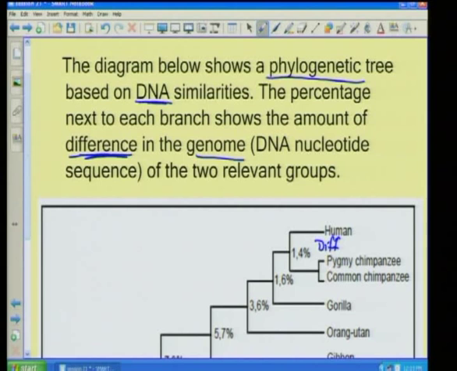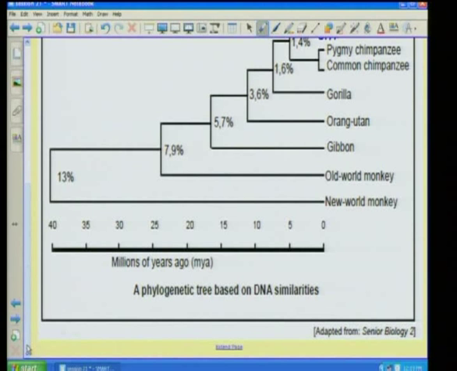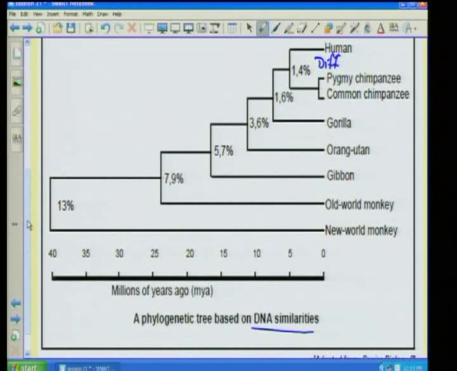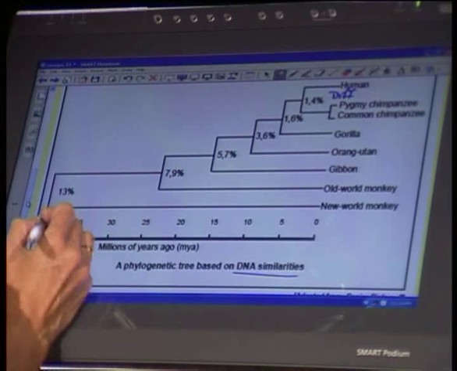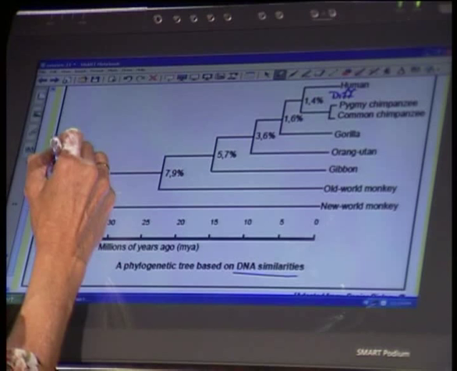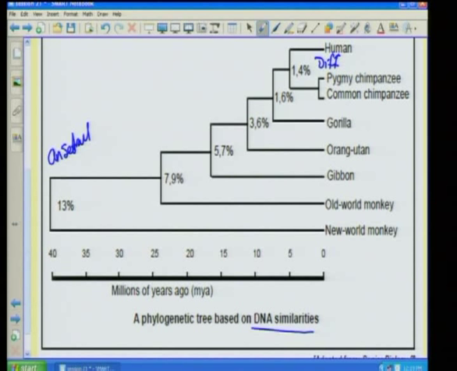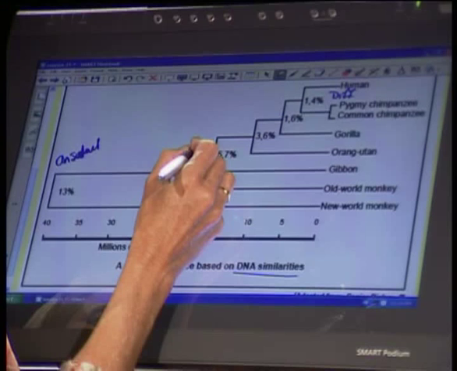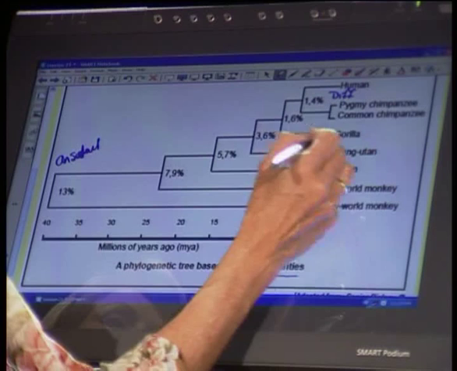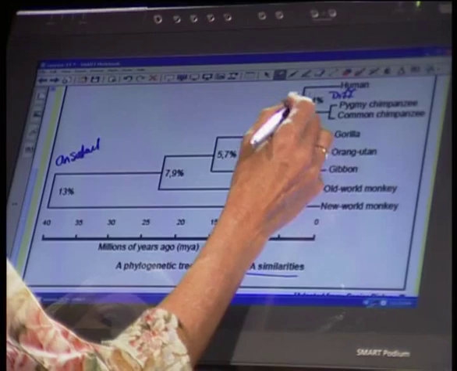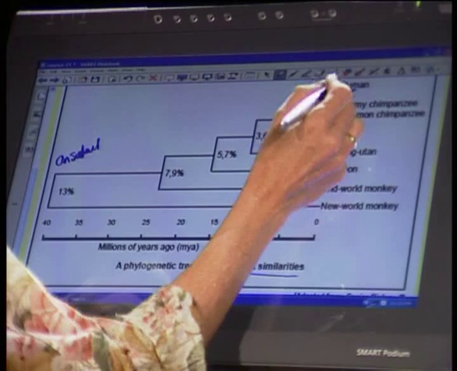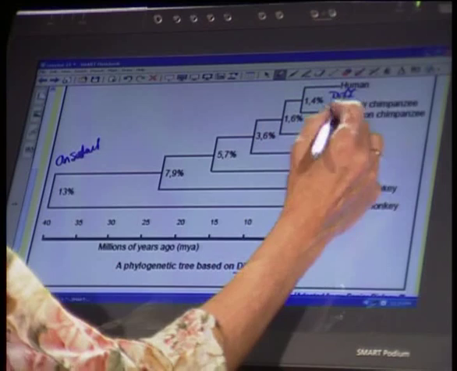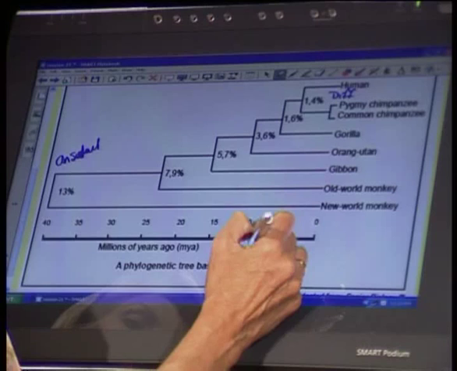Here it tells you phylogenetic tree based on DNA similarities. And there's the millions of years. So this is at 0, this was at 5, 10, 15, 20, and this is at 40 million years. So whatever this species was, this was the ancestral species. And from here, we have the split, the old world monkey, and that splits into the gibbon and the family that originates the orangutan and the gorilla. And the gorilla splits from this one here and forms the hominids, humans, and then your pygmy chimpanzee and your common chimpanzee. So they reckon that between the pygmy chimpanzee and the common chimpanzee and humans, we have about a 1.4% difference.